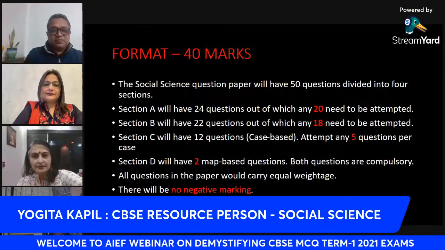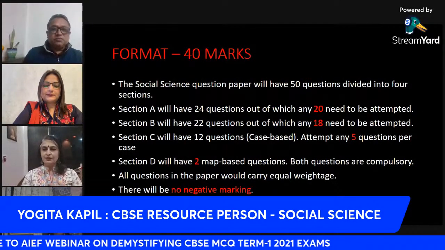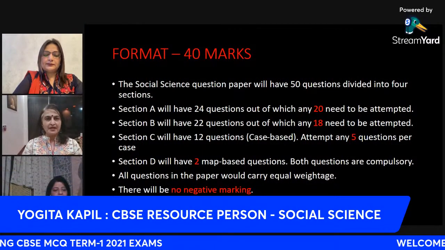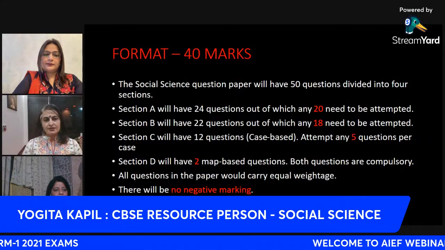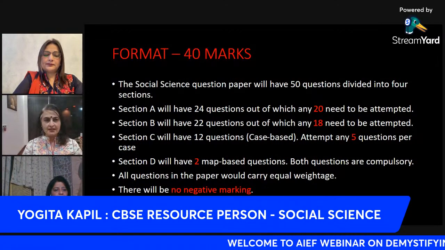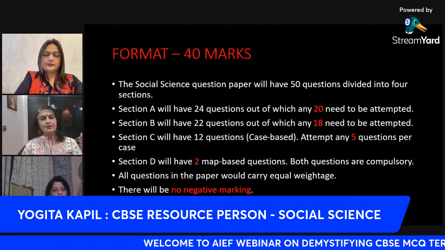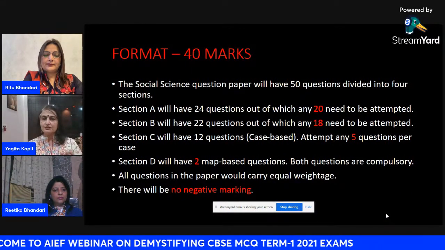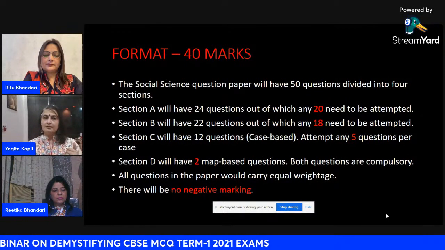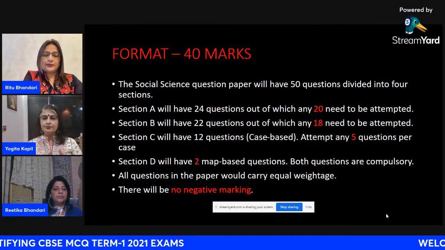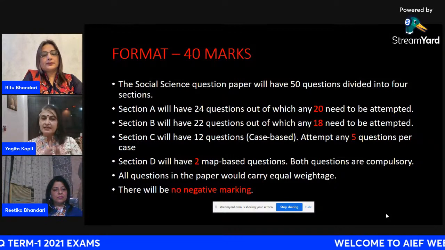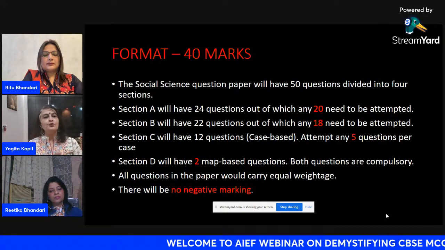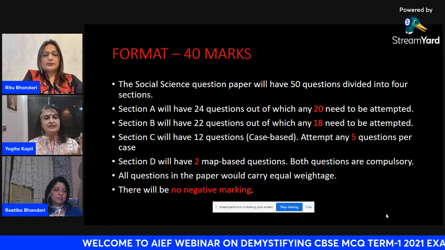Yeah, please. Dear children, dear educators, let me take a quick look at what the format is. The social science question paper will have a weightage of 40 marks, and a total of 50 questions will be coming, out of which all 50 are to be attempted, and they have equal weightage. The entire paper is divided into 4 sections: A, B, C, D.